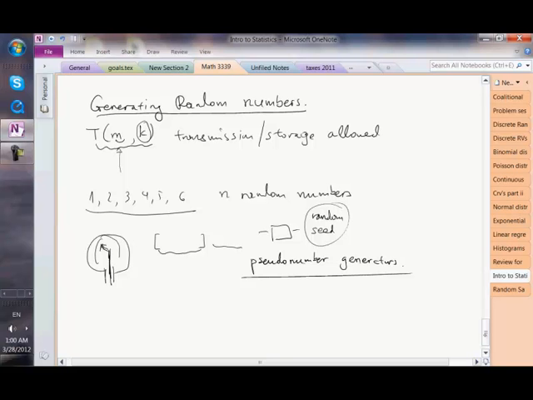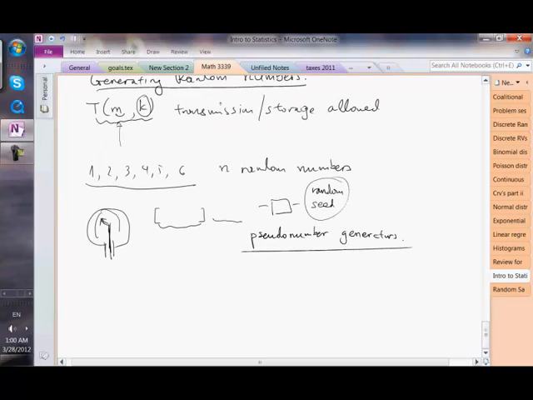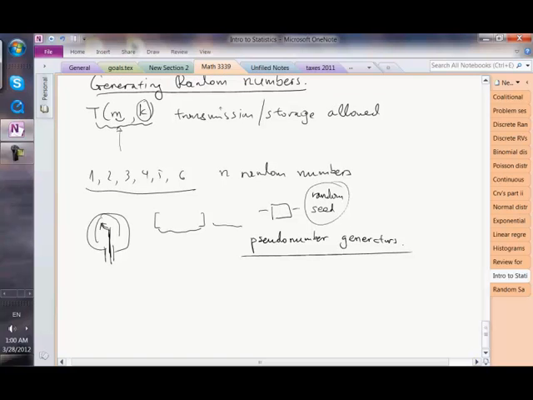So suppose now that we have a way to produce random numbers, and let's say that we want now to produce 1,000 random numbers between 1 and 1,000. Actually, you can do that very easily.